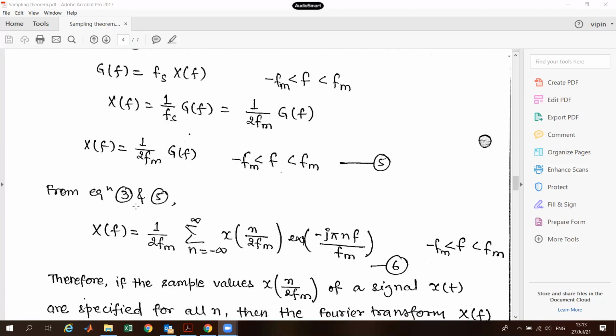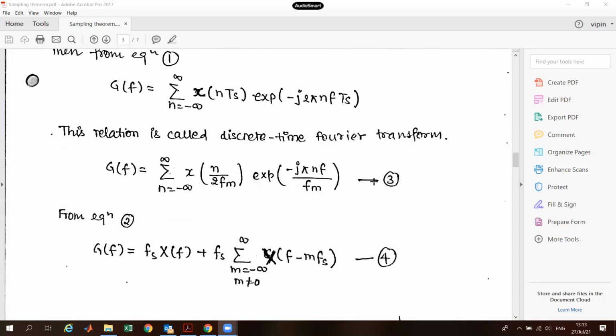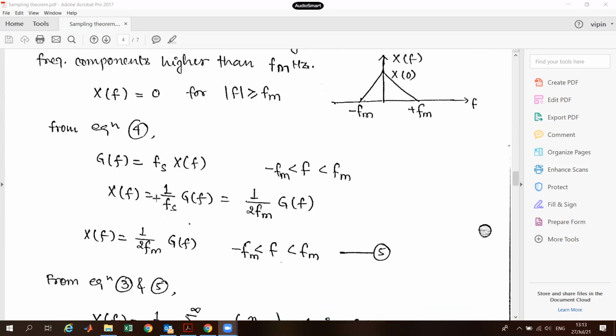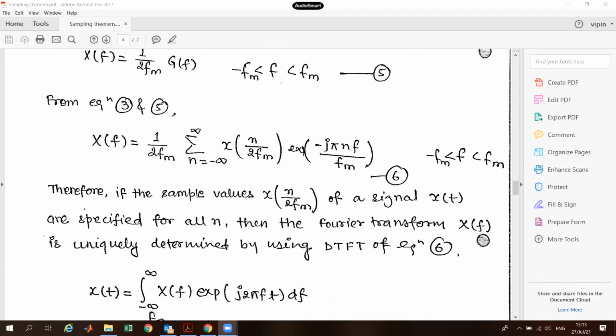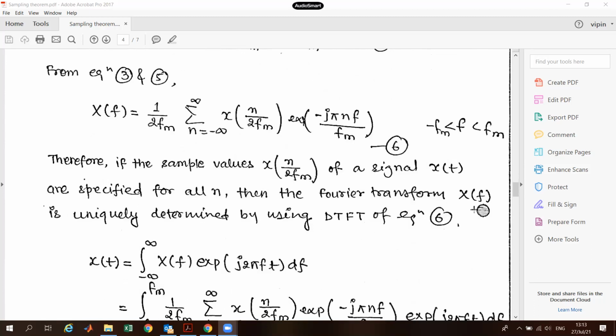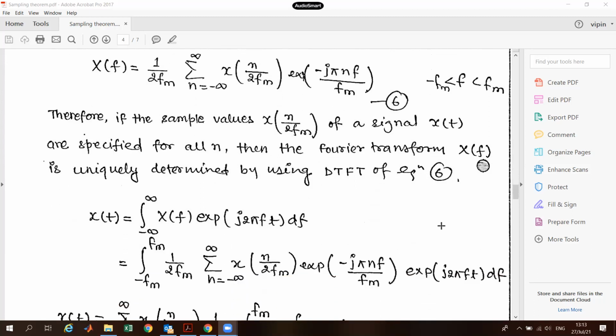Now from equation 5 and equation 3, we can find out xf by just putting the value of gf here. xf will be equal to this. Therefore, if the sample values x of n divided by 2fm of a signal xt are specified for all n, then the Fourier transform xf is uniquely determined by using the discrete time Fourier transform of equation 6.